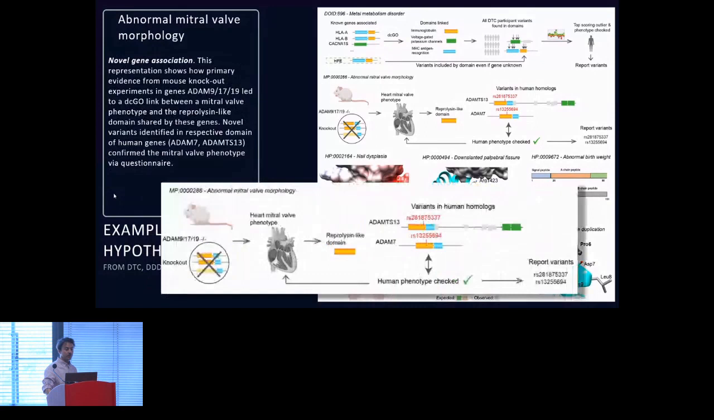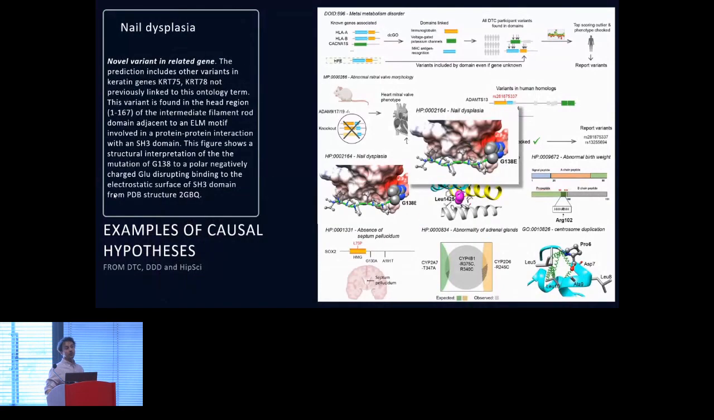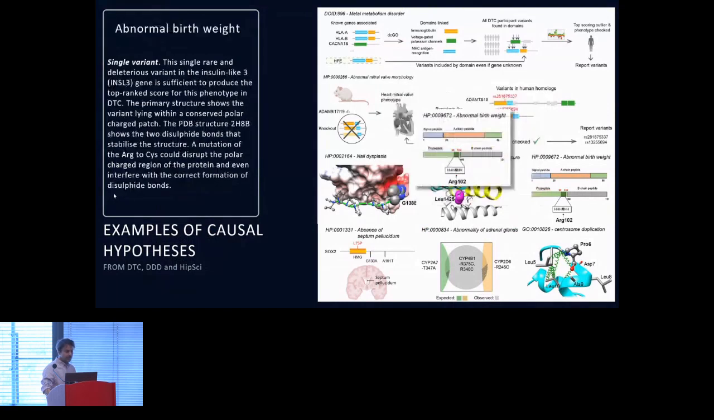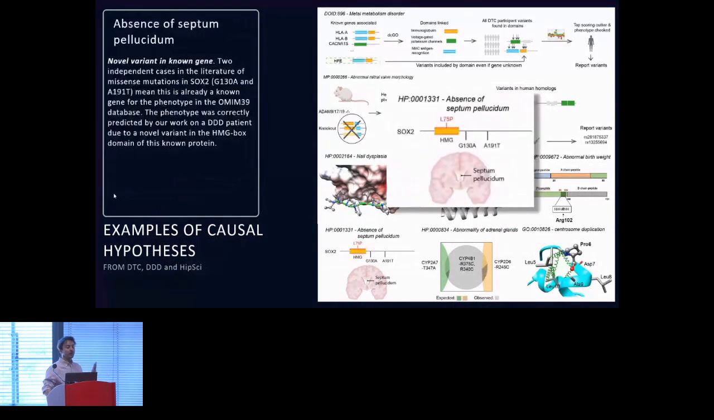Here's another one, which is a completely novel gene associated with the disease. This is a novel variant in a gene, but it's in a family that's known to be related to the disease. This is just a novel single variant. This is a novel variant, but it's in a gene that's already known. And this is a combinatorial effect.